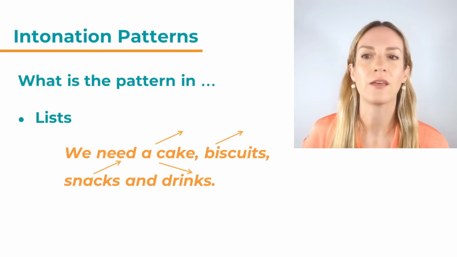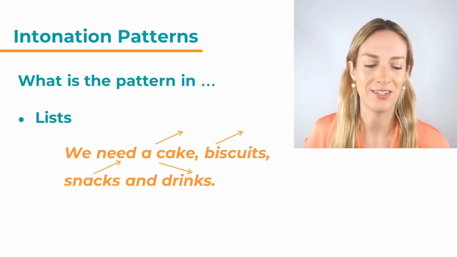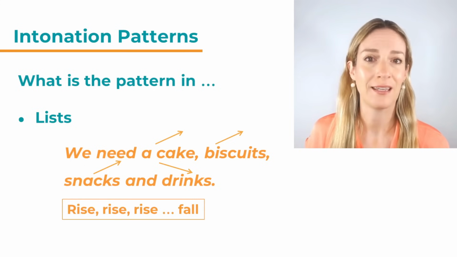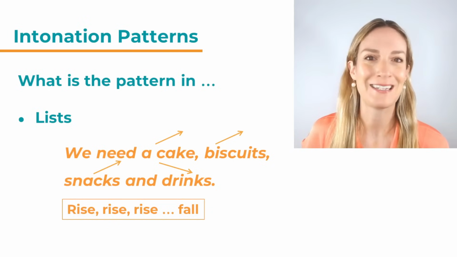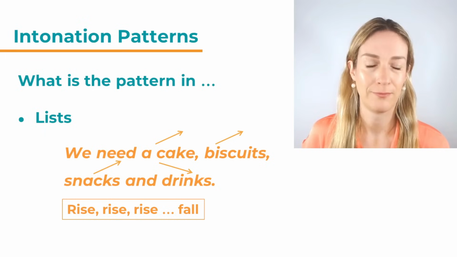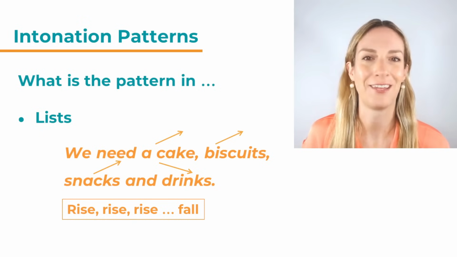Again, it sounds like, okay, she's done. This is the end of the list. The last item has a falling intonation. So the pattern here is really, you have rise, rise, rise on however many items you list, and the last one is a fall. And that falling intonation signals you're done. The list has finished.